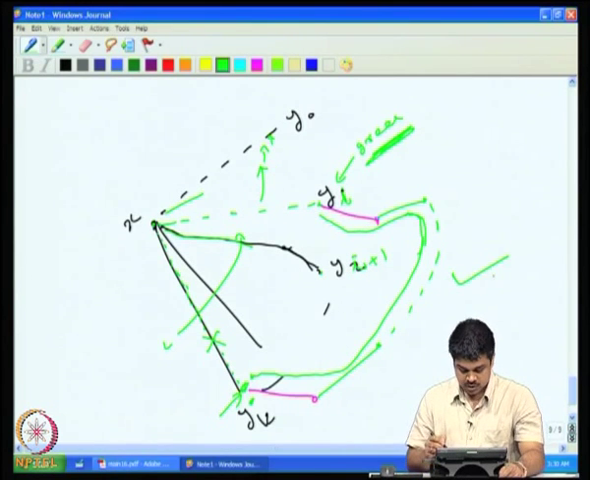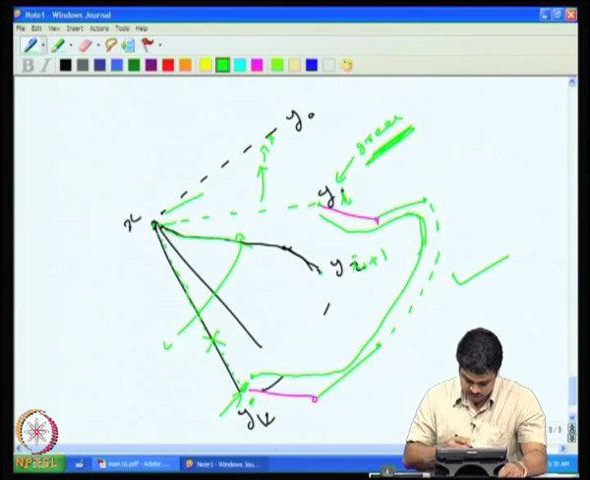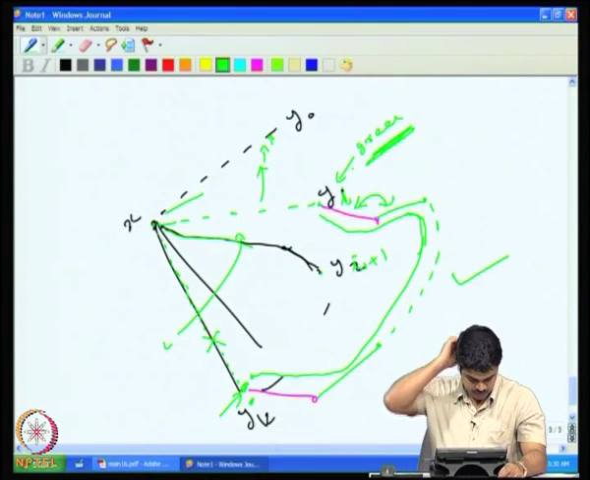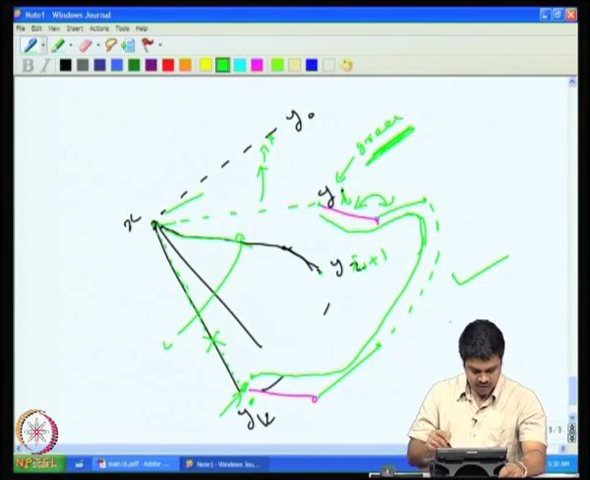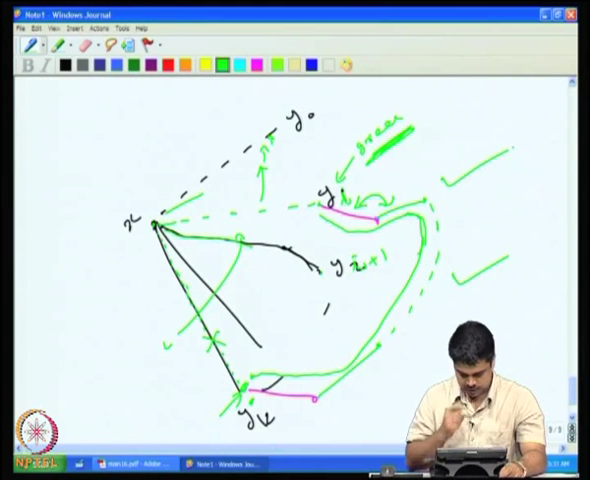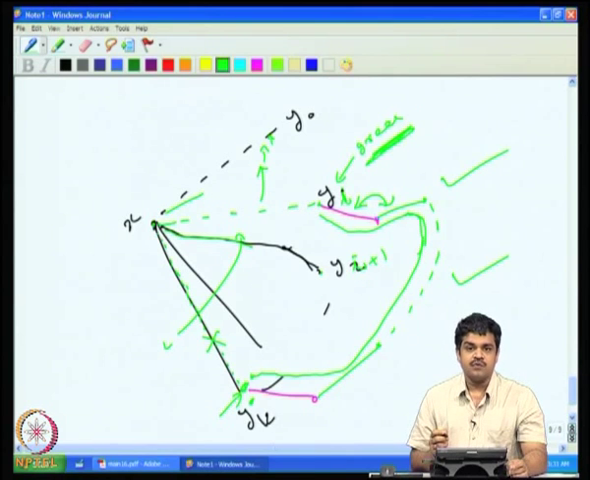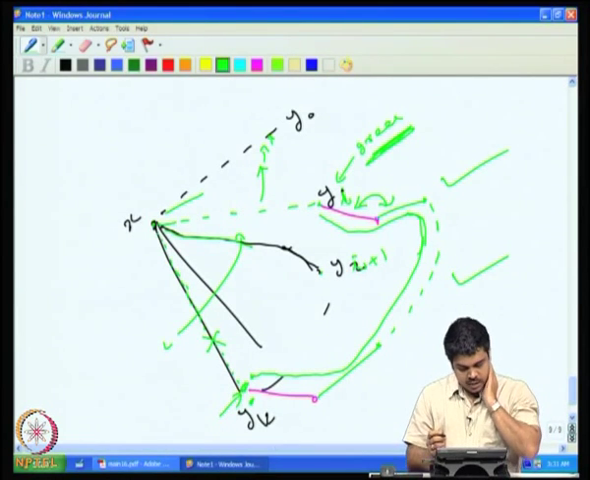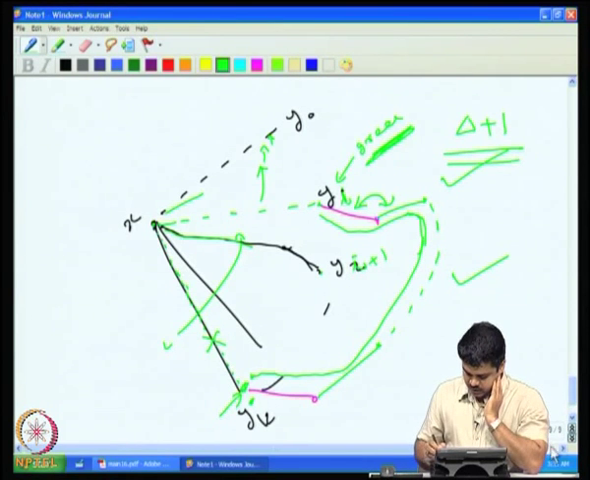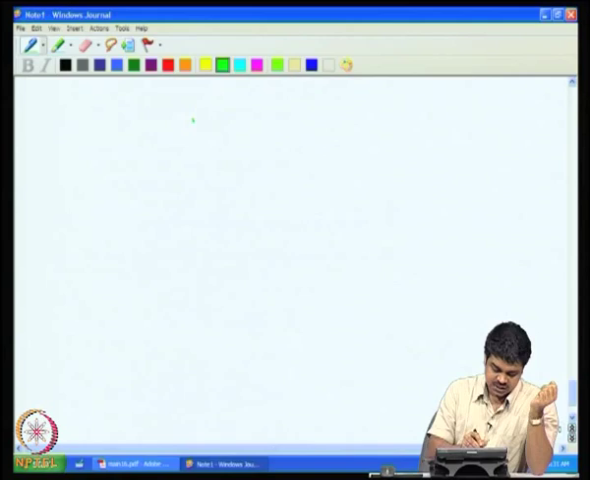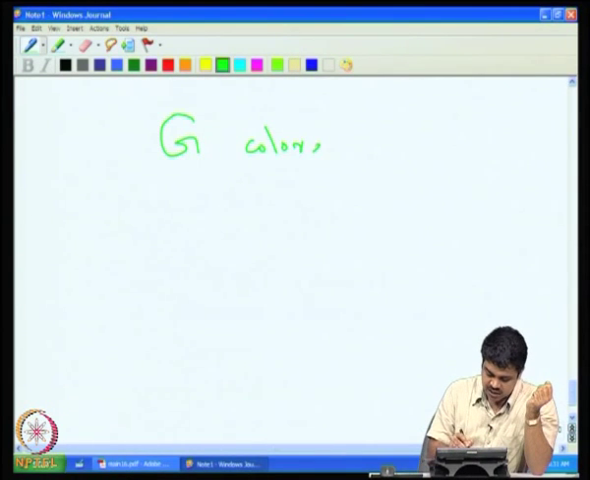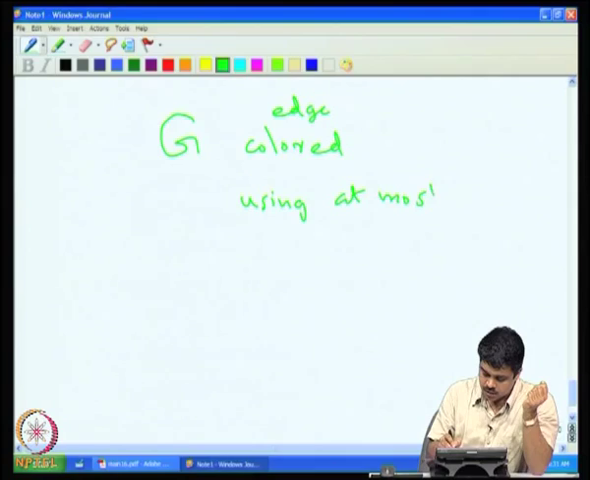So this is a contradiction, and then therefore we can swap colors here, violet and green, and then make violet available, since violet will be missing in y as well as x. So therefore we can give violet to the xy edge. This is the proof. So therefore we see that this can be colored in delta plus 1 colors. Induction completes. What we have now done is the proof that any graph G can be edge colored using at most delta plus 1 colors.